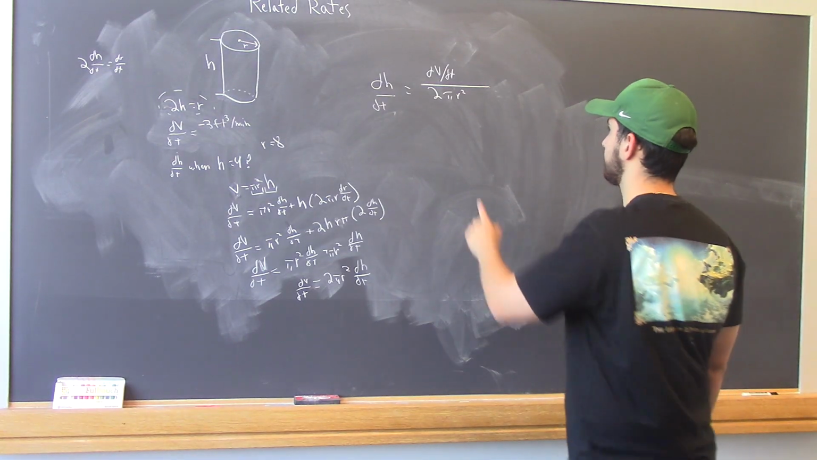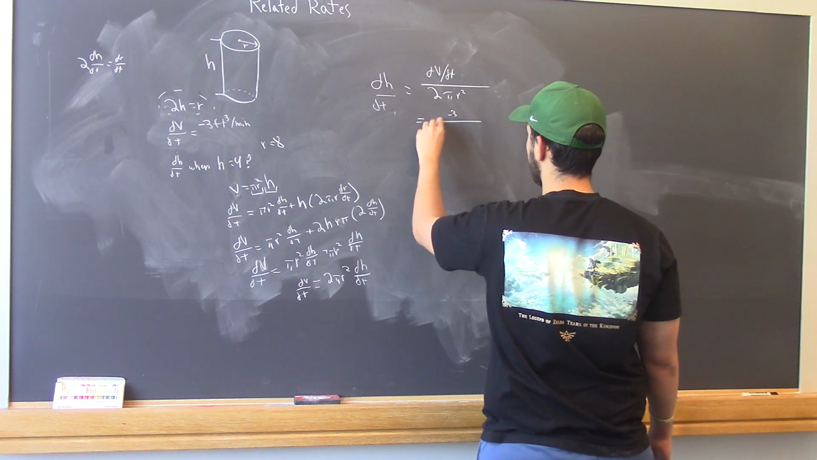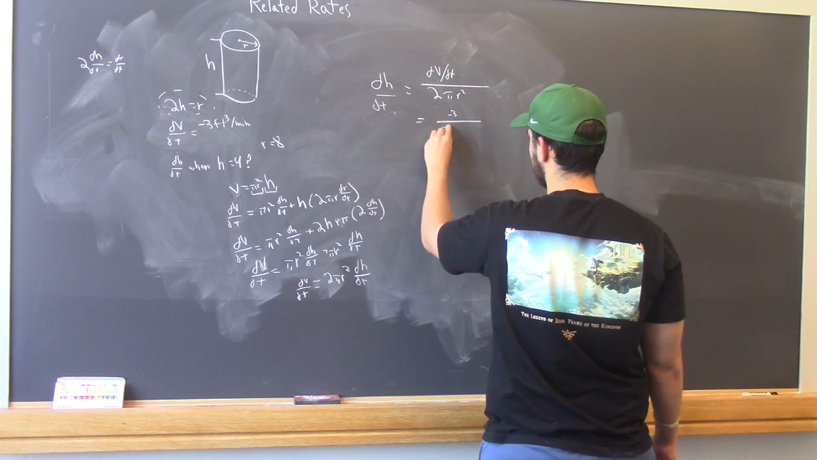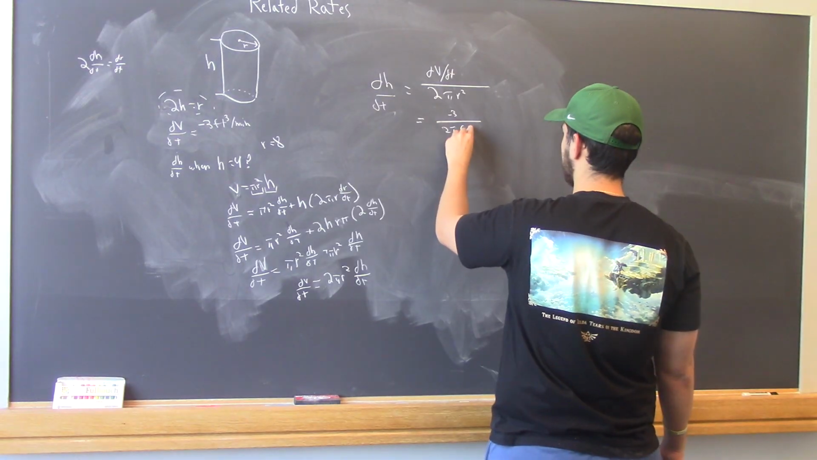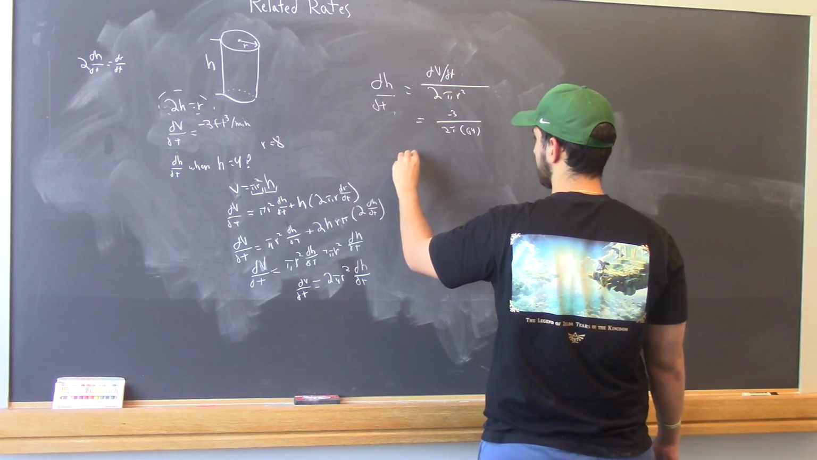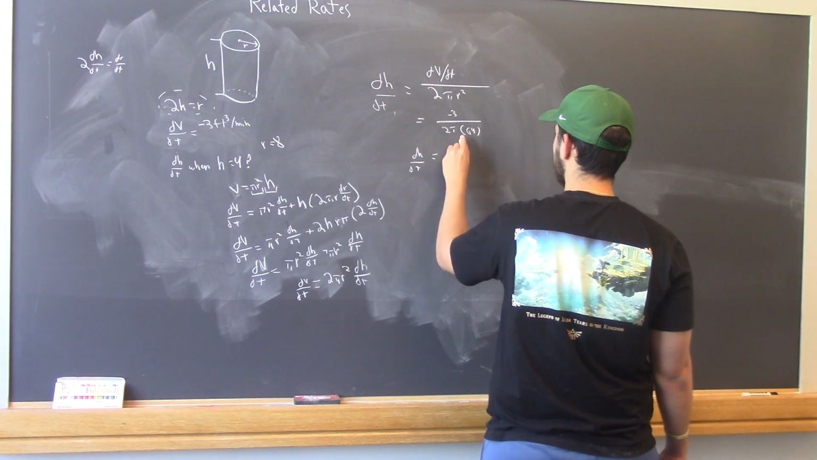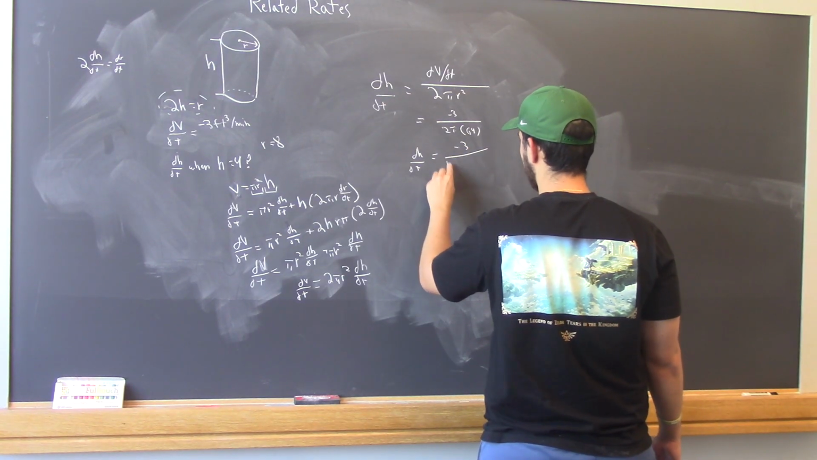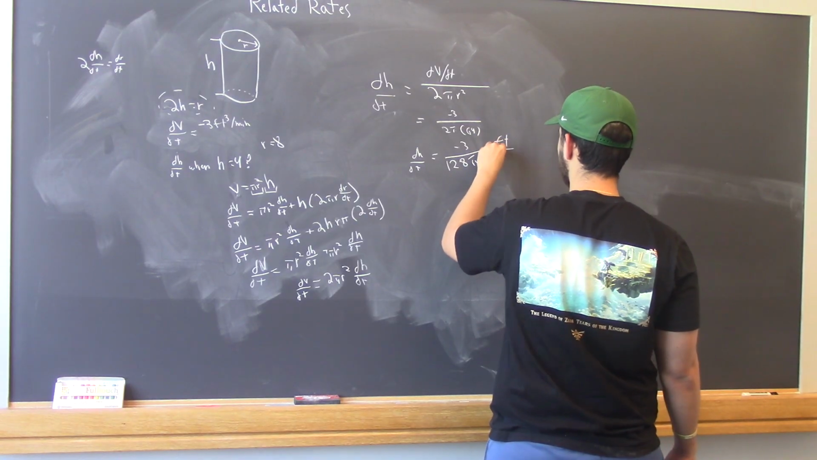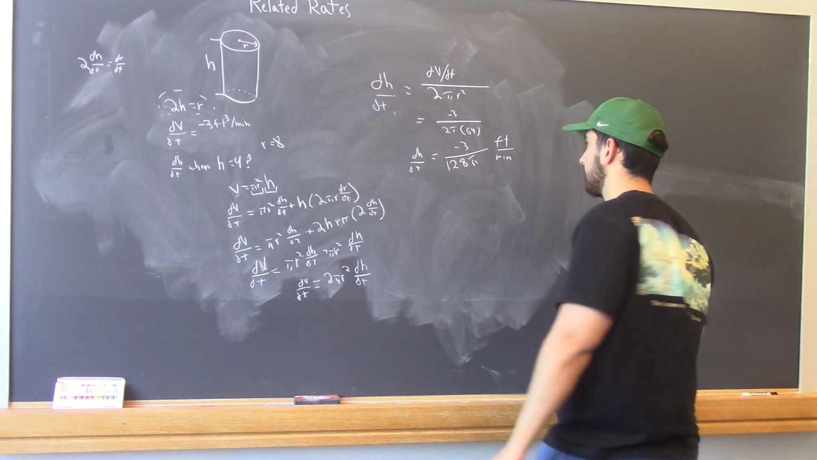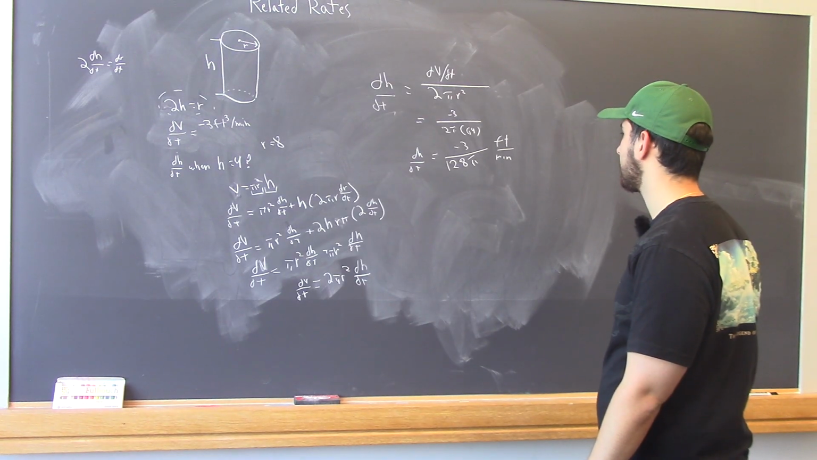Okay, well, this is -3 divided by 2 times pi, we're just going to leave it as that, times r squared. What's r? R is 8, which is 64. So dh dt equals -3 divided by 128 pi feet per minute. Well, this is a weird number.